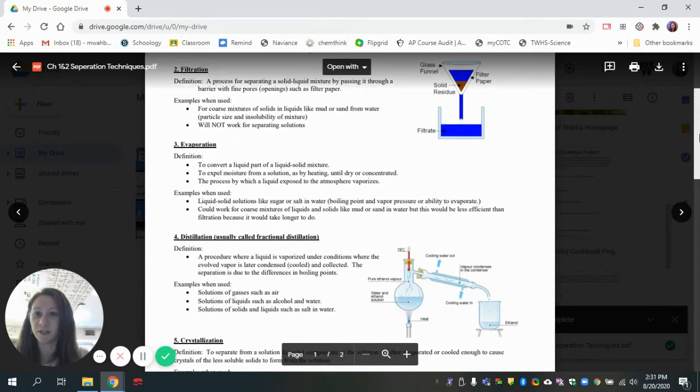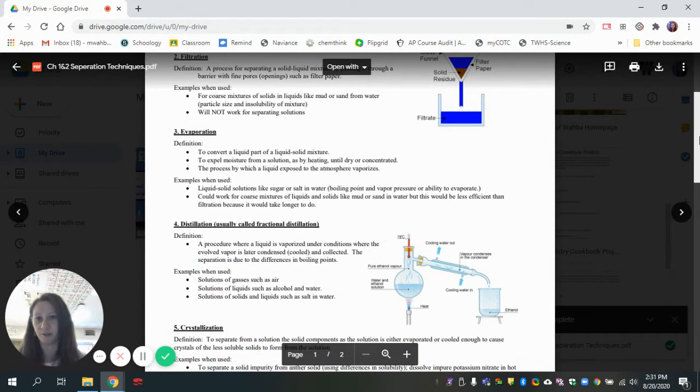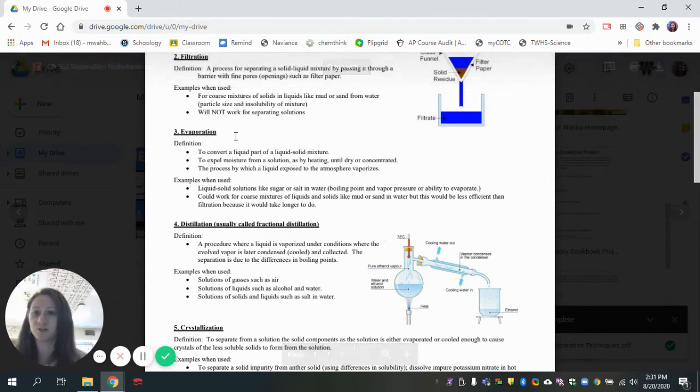Well, what if your solid is soluble in the liquid? So then you would use evaporation. And there are two different ways to use evaporation. You can heat up the mixture to get it to evaporate pretty fast, or you can just let it sit at room temperature. It's going to take longer, but for some mixtures, that's kind of required.